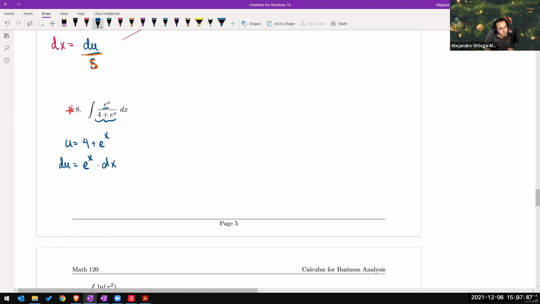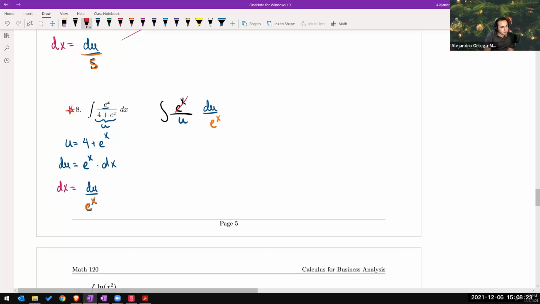So just put here the dx. All right, so we get the dx, and that's going to be equal to du over e to the x. All right, so let's start substituting things in. So we have the integral of e to the x all over, and again, we said this one here was the u, that the dx is du over e to the x.